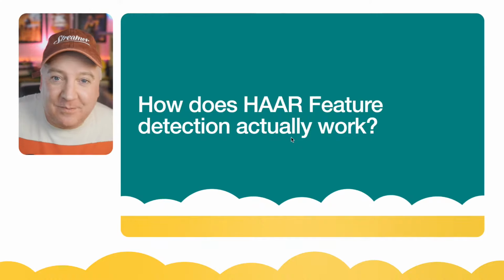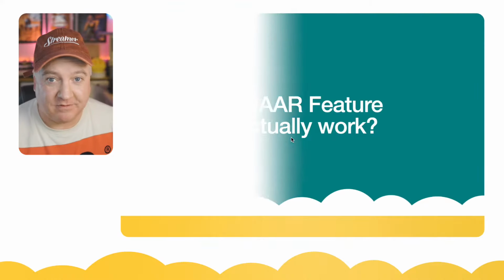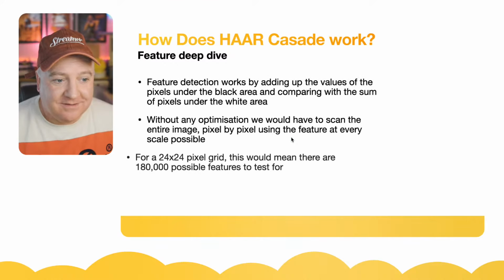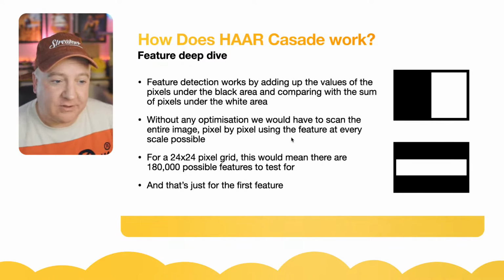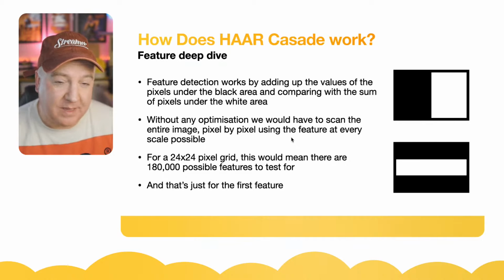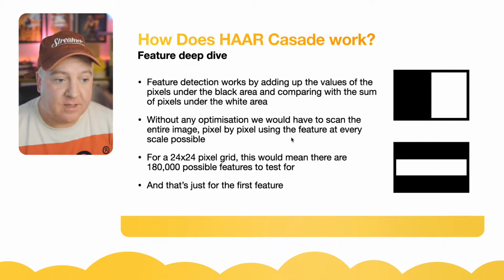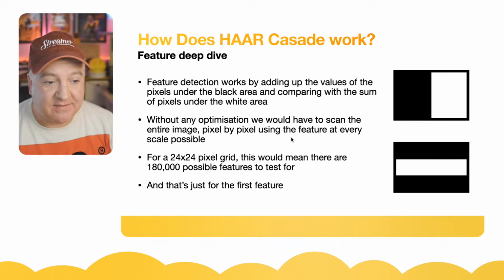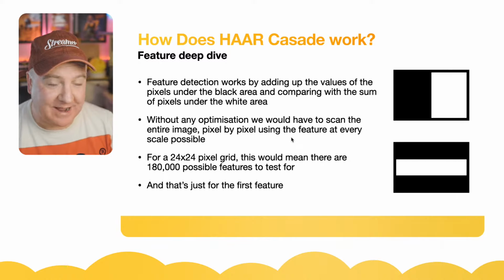So let's have a deeper dive at how these HAAR features detect faces and other structures. So let's have a look at some examples of this. Feature detection works by adding up the values of pixels underneath the dark area, the black area, and comparing them with the sum of the pixels under the white area. So it's very black and white, very binary. Without optimization, we'd have to scan the entire image pixel by pixel and look at every single feature at every scale possible. So just think about how that would work. That would be super inefficient to do.